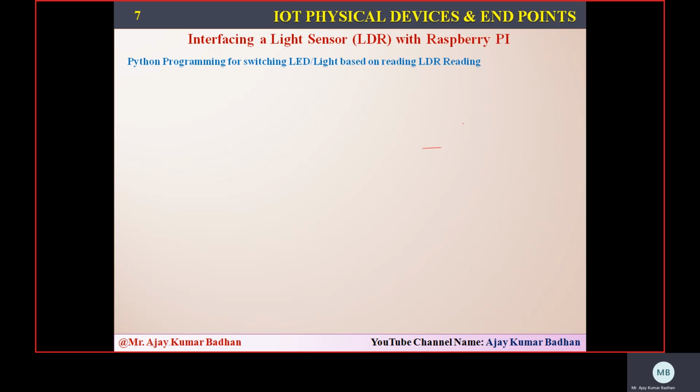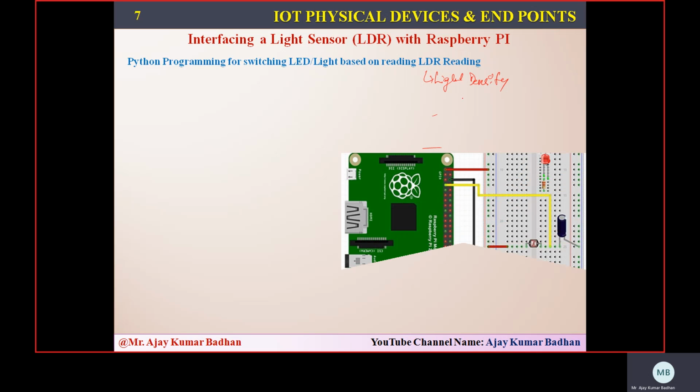LDR is something we call a light dependent resistor, basically a light density sensor here. So the main purpose is, based upon the intensity of the light, this particular sensor will read. If the intensity of the light is low, it will turn the LED on. If the intensity of the light is high, it will turn the LED off. Okay, so this is what we call the LDR sensor. So without wasting time, I'll show you.